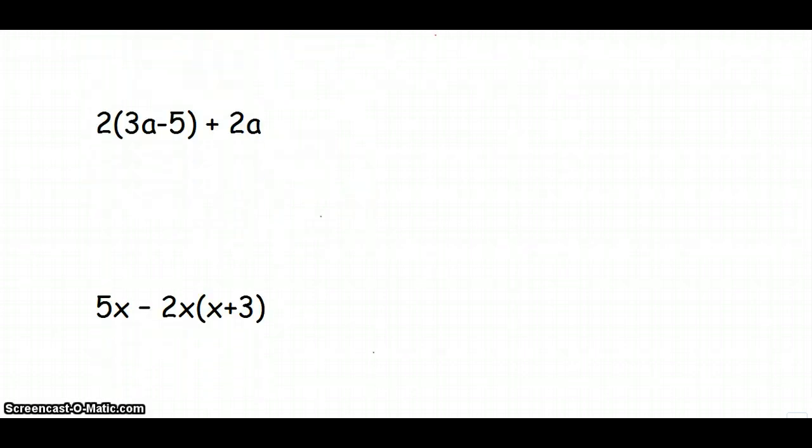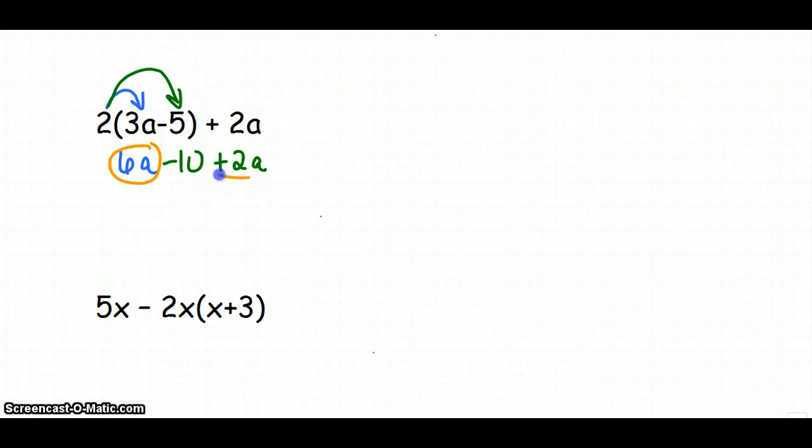Now the next one, I'm going to do the same thing. 2 times 3a gives me 6a. 2 times negative 5 gives me a negative 10. I'm going to bring down my 2a. 6a plus 2a is going to give me 8a minus 10, and I'm done.